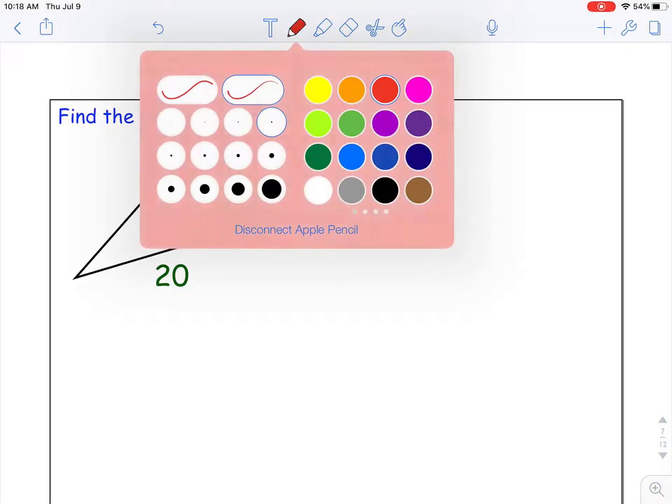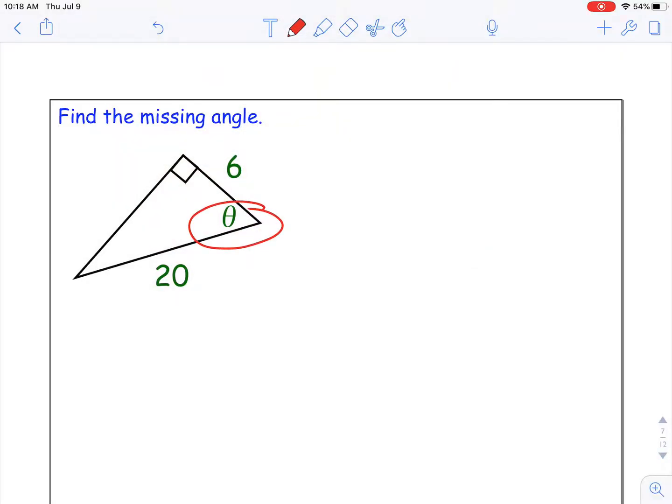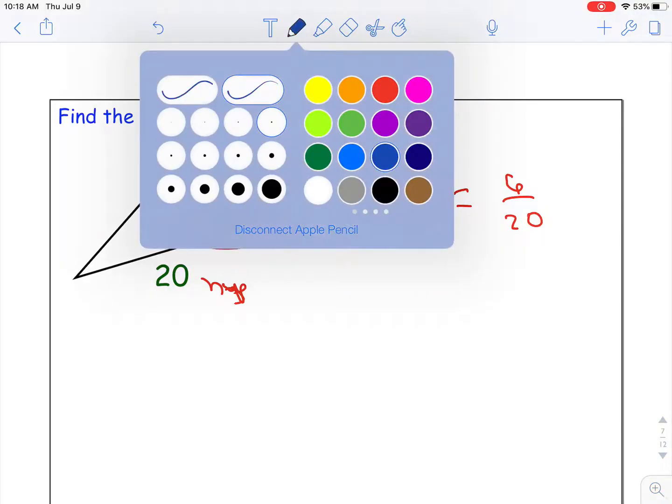So let's see if you can do the setup on this one. We want to find this angle theta. So what is the ratio we're going to set up? Well, 6 is our adjacent side and 20 is our hypotenuse. So we're using the same cosine ratio. Adjacent over hypotenuse is our CAH. So we have to take the cosine of some angle, which we don't know, but we know when we divide the side that's adjacent by the hypotenuse, we're always going to get the same decimal. And you don't really need to change that into a decimal or reduce the fraction.